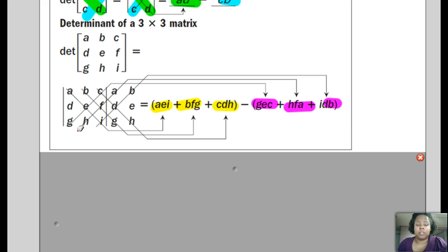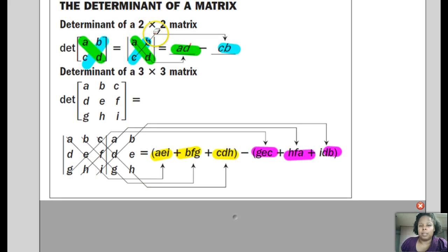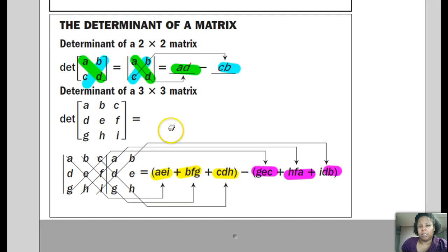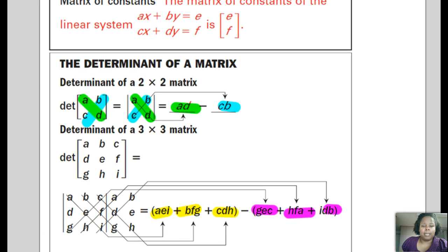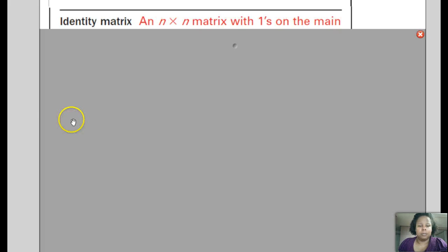So in those situations, I would encourage you to use the calculator to find the determinant. But I'm not going to give you any problems where you would need to use the calculator to find the determinant. You can either use this method or this method because those are the only type of problems I'm going to give you to solve. Okay, so now let's take a look at inverse.